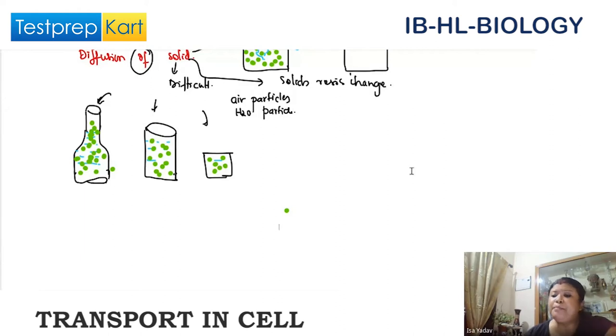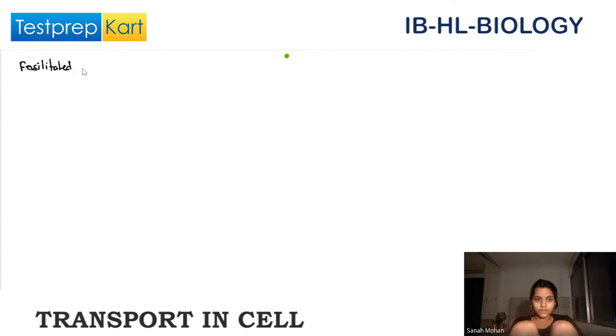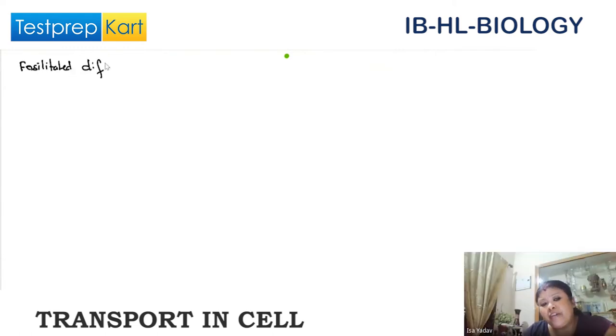Simple diffusion never requires any ATP or energy. It is a very passive process. Another process which we call facilitated diffusion.